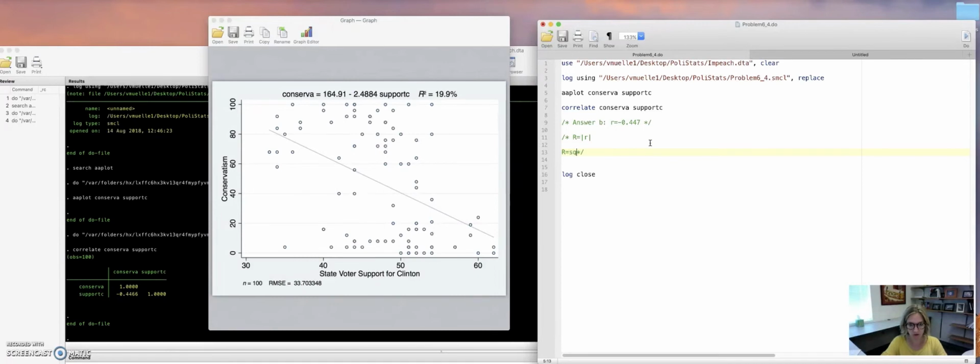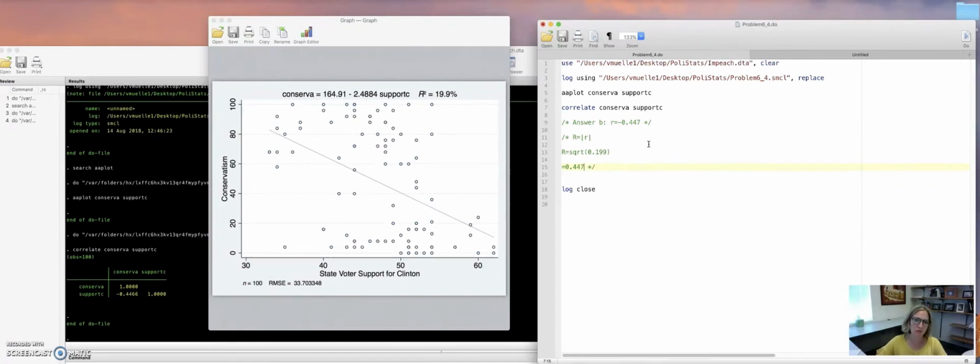R is the square root of 0.199, which is 0.447. Now, the problem is we don't know what the sign of little r is without additional information. But we can still use information from this scatter plot to figure out whether the correlation coefficient is negative or positive. How do we do that?